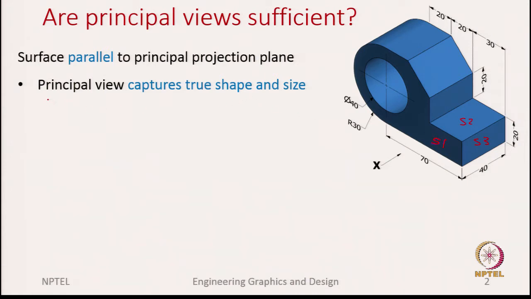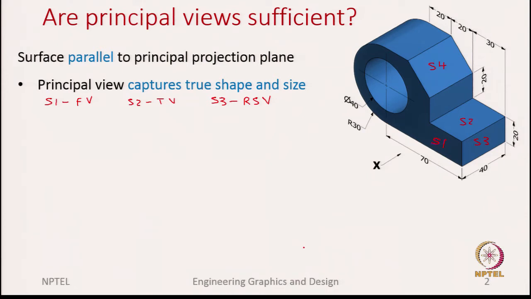So, for example, surface S1, we can capture the true shape and size in the front view. Similarly, for surface S2, we can capture the true size and shape in the top view. For surface S3, we can capture the true shape and size in the side view. So, in this case it is the right side view. Okay. But now let us focus on an inclined surface S4.